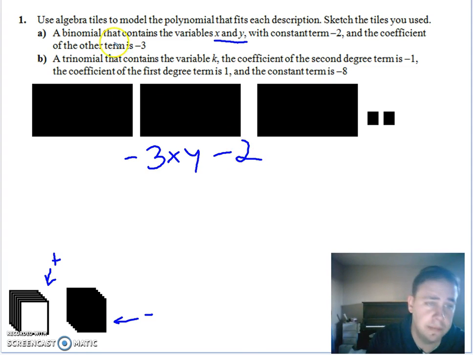So okay, that's modeled. So A is done. It says the other term is -3, and that's how I do that. So the coefficient of the other term is -3. That's why I have 1, 2, 3 of this.